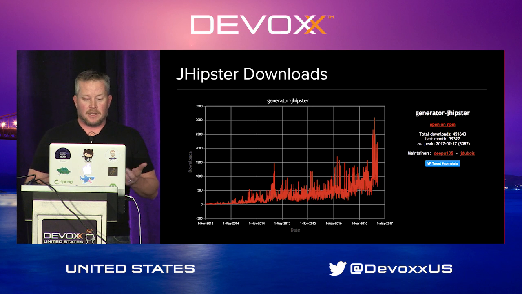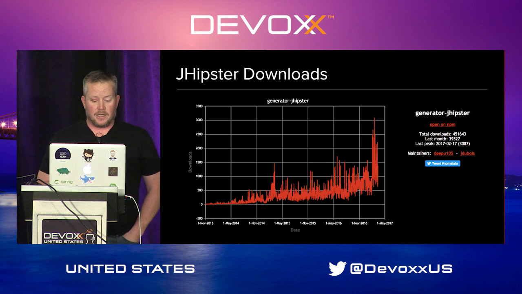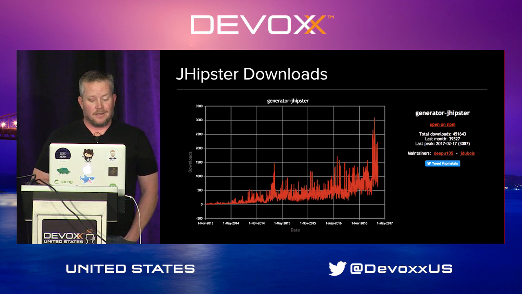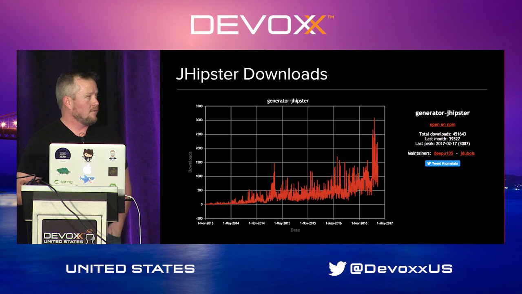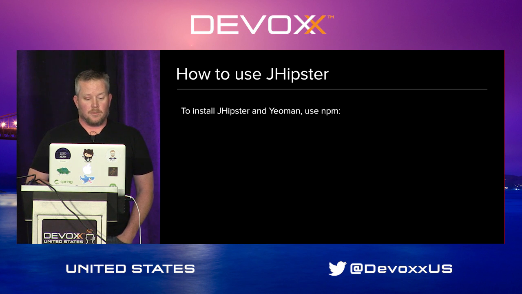So downloads, JHipster 4 was released on February 2nd, and you can see we had a huge spike then. We've had 8 releases since then, and 450,000 total downloads, and like I said, 40,000 in January. So how do you use JHipster?